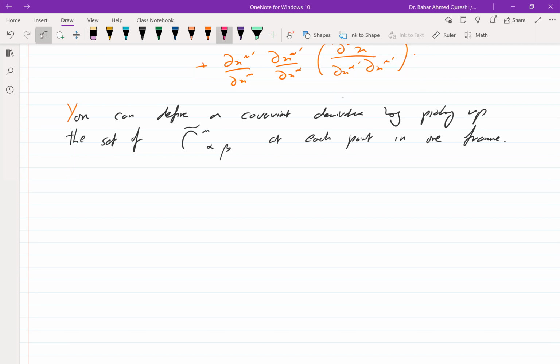So once you have defined it, you can now compute. If you have a curve, you have a vector field. You are given the components of this vector field in whatever coordinate system you are working in at each point. Then you compute this. This is the derivative of the vector field.